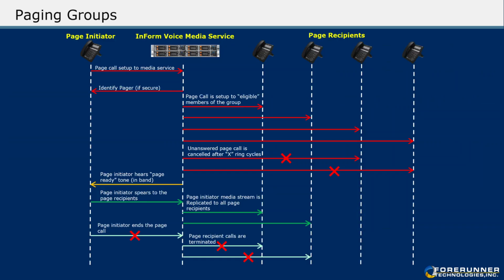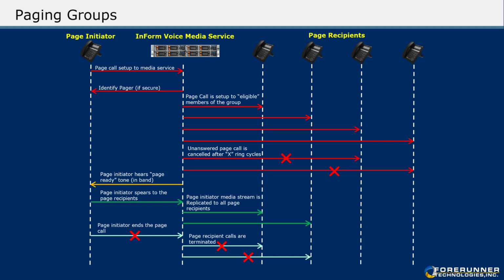Here is a graphical view of how the feature operates. The initiator sends a message to the media server in Inform Voice asking to initiate the page. The media server either grants the page or asks for identification if secure paging was assigned to that paging group. Then the media server initiates a call to all the recipients.